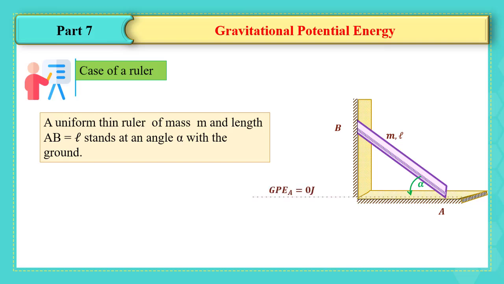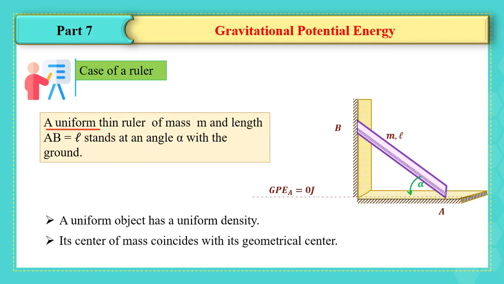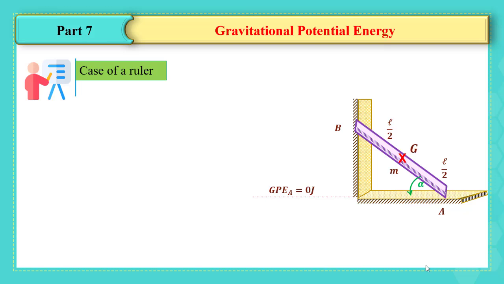Before we proceed, what is meant by a uniform object? A uniform object has a uniform density. Its center of mass coincides with its geometrical center. This means that the center of mass of this object is at its midpoint. To solve such a problem, we deal with the given system as if we have one mass placed at point G, which is the center of mass.